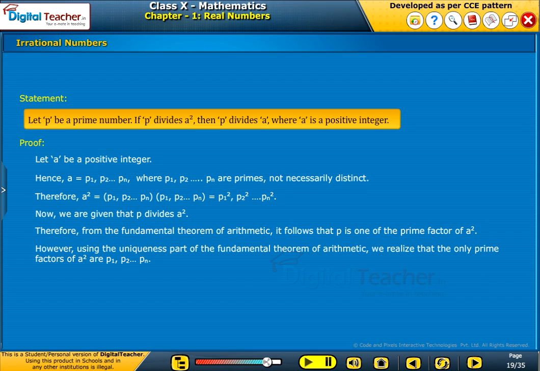However, using the uniqueness part of the fundamental theorem of arithmetic, we realize that the only prime factors of a square are p1, p2, so on pn. So p is one of p1, p2 till pn. Now, since a is equal to p1, p2 till pn, therefore p divides a. Let us use this theorem to solve a sample problem.